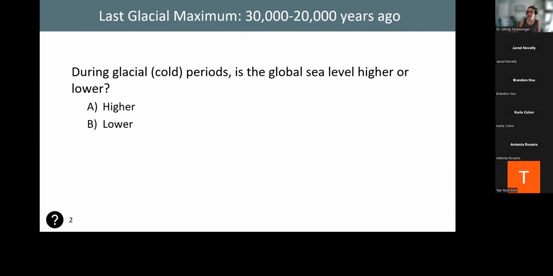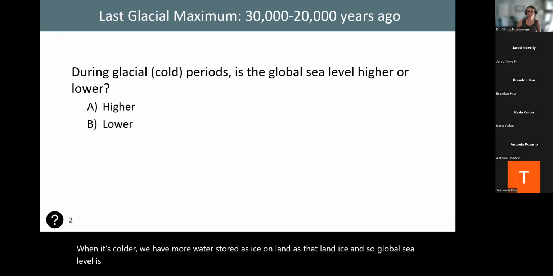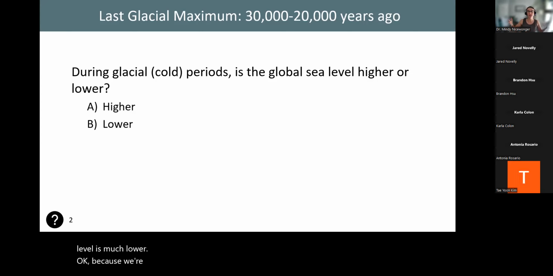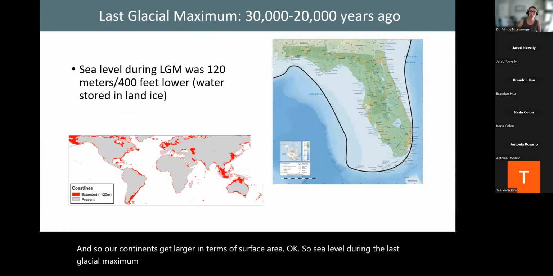All right, during glacial periods, when it's colder, we have more water stored as ice on land. And so global sea level is much lower, because we're exposing more of the continental shelf, the area around our continents, and so our continents get larger in terms of surface area. Sea level during the last glacial maximum was about 120 meters lower, or about 400 feet lower.